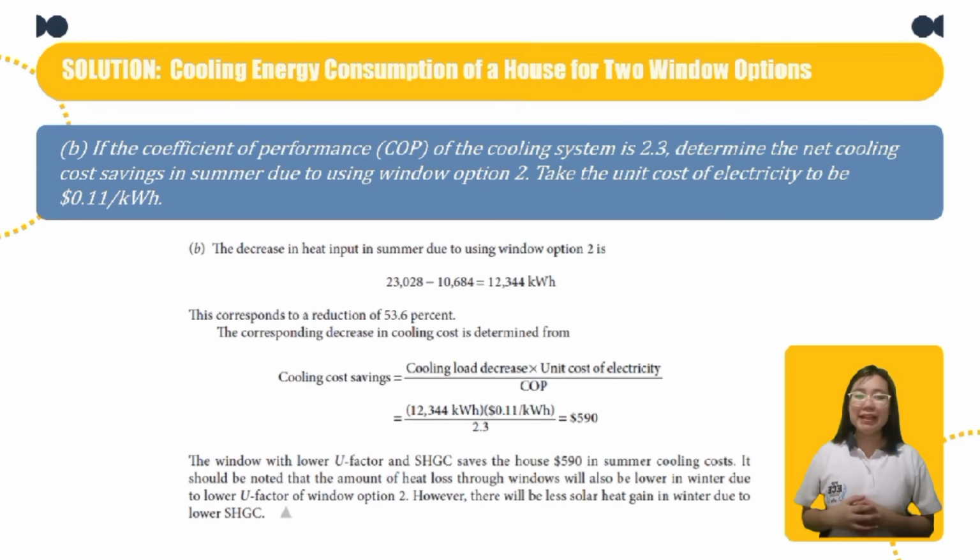Lastly, we need to determine the net cooling cost savings in summer due to using window option 2. To solve this, our formula is cooling load decrease times unit cost of electricity all over the coefficient of performance. These are all given except for the cooling load decrease. To get that, we just have to subtract our answers earlier: total amount of heat gain of window option 1 minus total amount of heat gain of window option 2. Then, substituting all the given and computed values, we will arrive at $590 cooling cost savings, as we can see here.